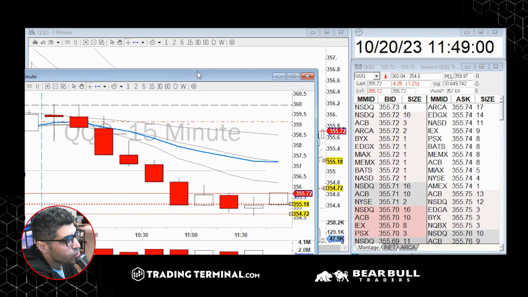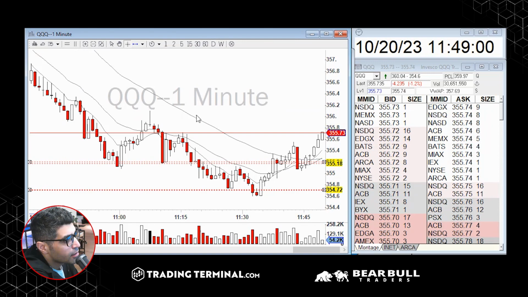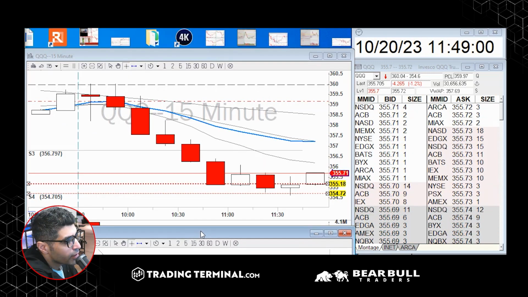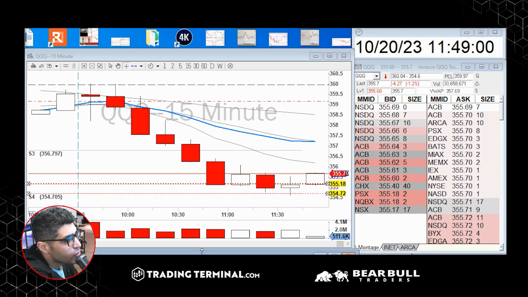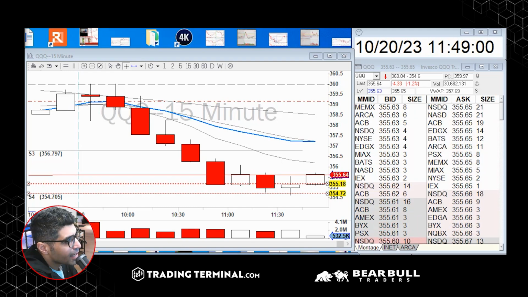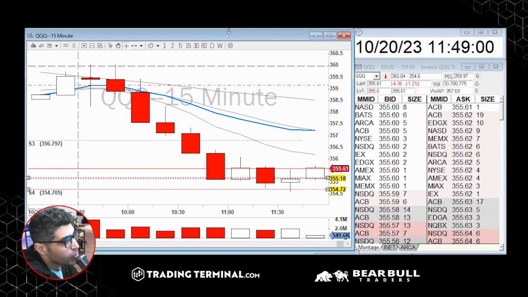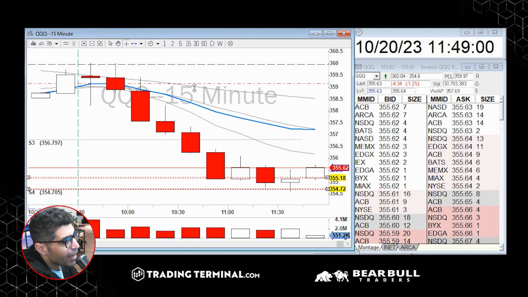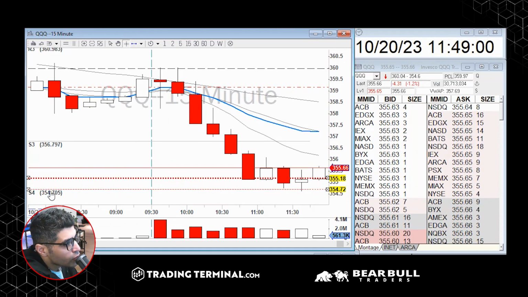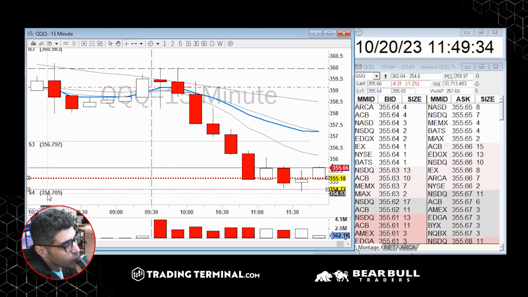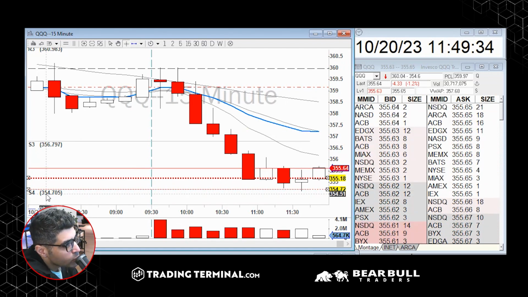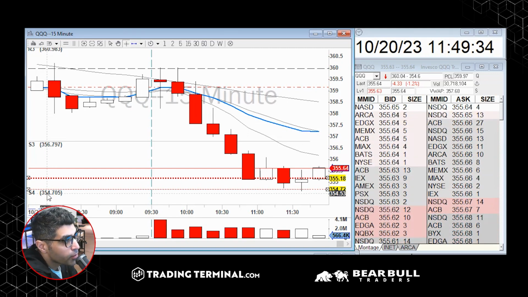So let me actually bring this one up here because this one doesn't have S4 in there. S4 is a level that's calculated automatically by the pivot points that we're having. S4 is automatically calculated by pivot points, and the most important ones are S3 and S4.